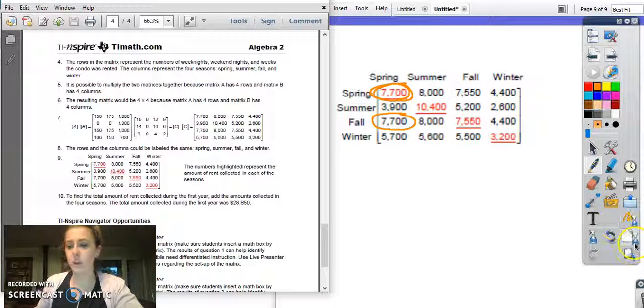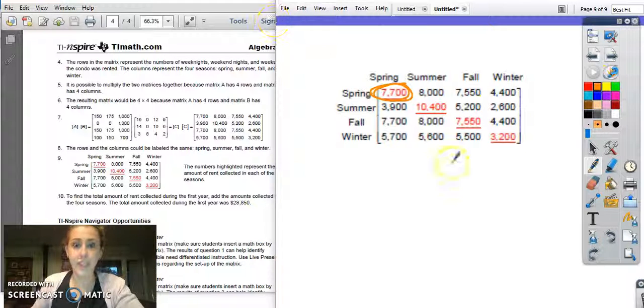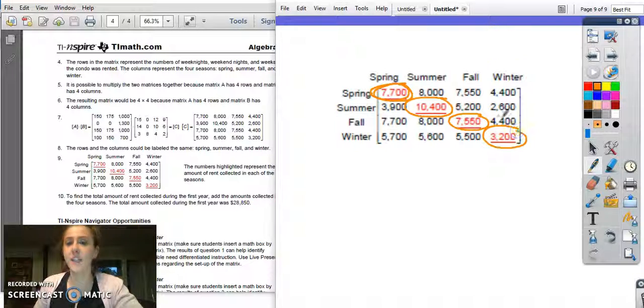Okay, so hopefully your answers match the working that's here. So what we've got is spring running in this column and this row. And what we're looking for are the highlighted elements here. That's where winter and winter intersect, and that actually gives us the total rent collected during that season. So for spring, it was 7,700, summer 10,400, and so on and so forth.